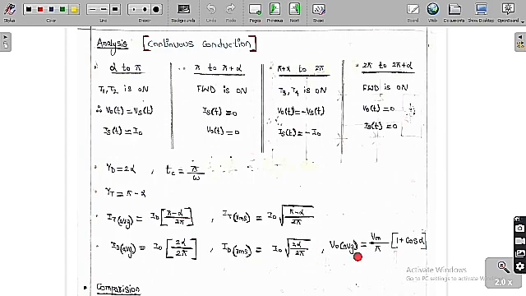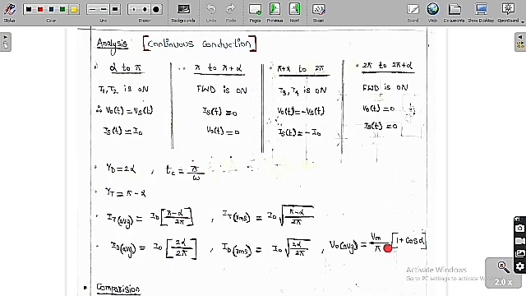And I want to tell you the average value of the output voltage is equal to 1 by 2 pi into 2 times the integration from alpha to pi of Vm sin theta d theta. So finally we are going to get Vm by pi into (1 plus cos alpha), or it is twice the average value of the half wave rectifier.